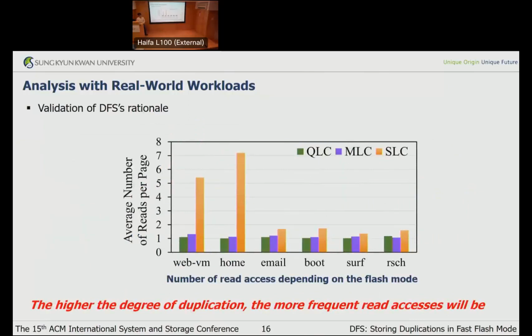To analyze the effect of using fast flash mode, we checked the average number of reads per page on each flash mode. As shown in the figure, in most scenarios, pages in a faster flash mode were read more than those in a slower flash mode. Particularly, in the second scenario of home, SLC pages were read more than 7 times on average. In conclusion, this proves one of our rationales: the higher the degree of duplication, the more frequent read access will be.